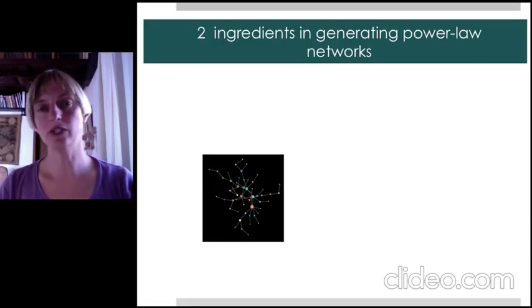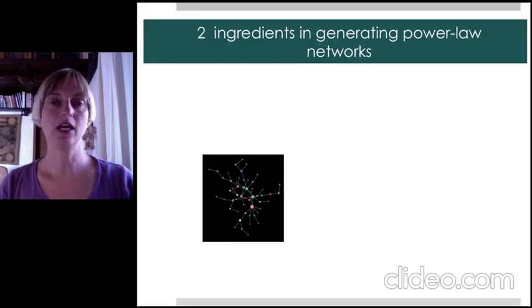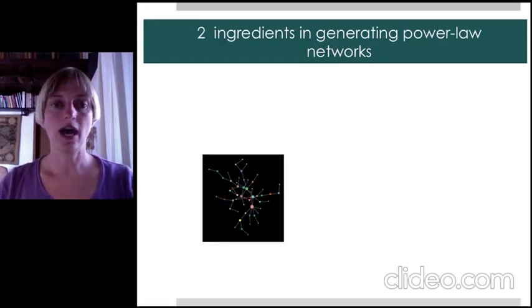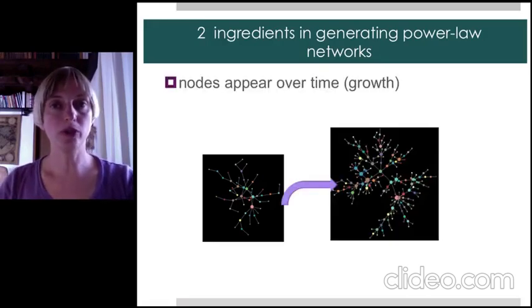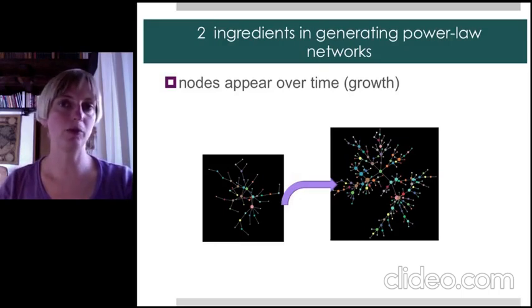And for this, we're going to need two ingredients. The first of which is that the network grows over time. So as time goes on, you have more and more nodes added to the network and more edges. There are many networks for which this seems plausible.